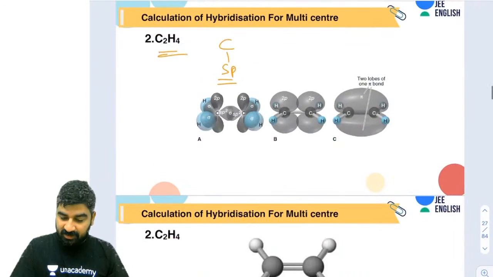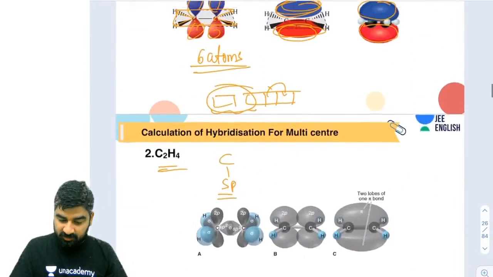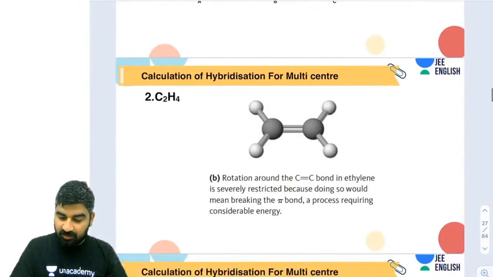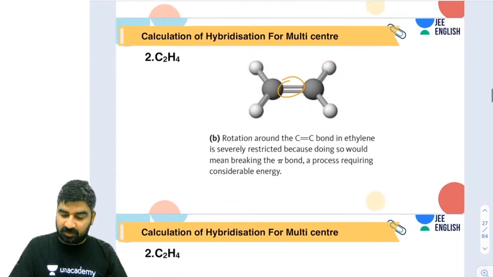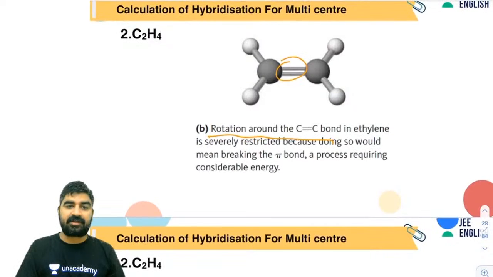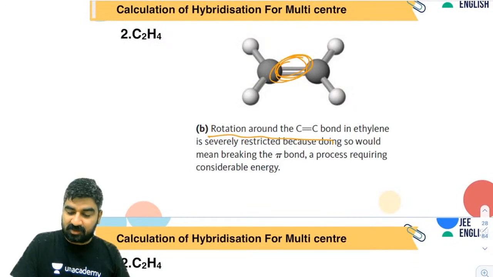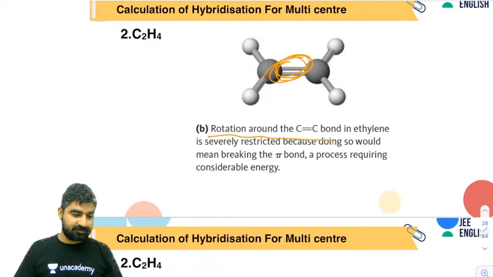One will be above and below, and another will be at 90 degrees. So from this diagram you can see, guys, it is C2H4. And rotation around the double bond will be restricted, and it would be very difficult to rotate them. Why? Because of this pi bond. Got it?